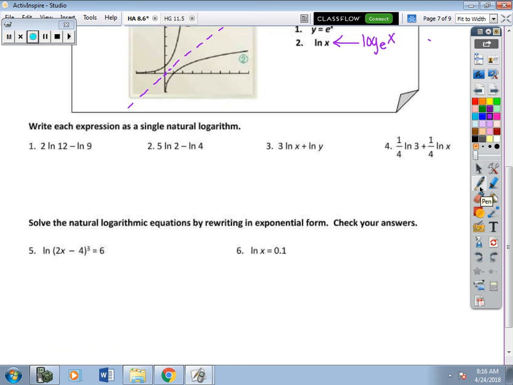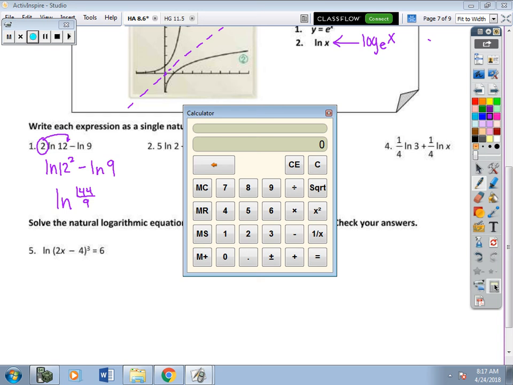First, we'll use our power property to take the outside number and put it back up as an exponent. So the natural log of 12 squared minus the natural log of 9. 12 squared is 144. And whenever we're subtracting, we can use the quotient property, which would be the natural log of 144 divided by 9. We'll get 60.